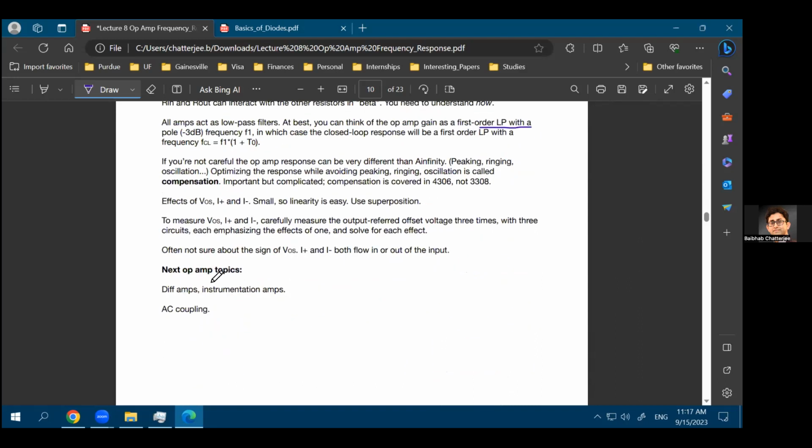And as the next steps, we'll also discuss a little bit about differential amplifiers and AC coupling. So once we discuss those, I think our topics related to op-amps will be finished. And in the next lecture, we can start with diodes. But for the next 15 to 20 minutes, I wanted to discuss a little bit about differential amplifiers.